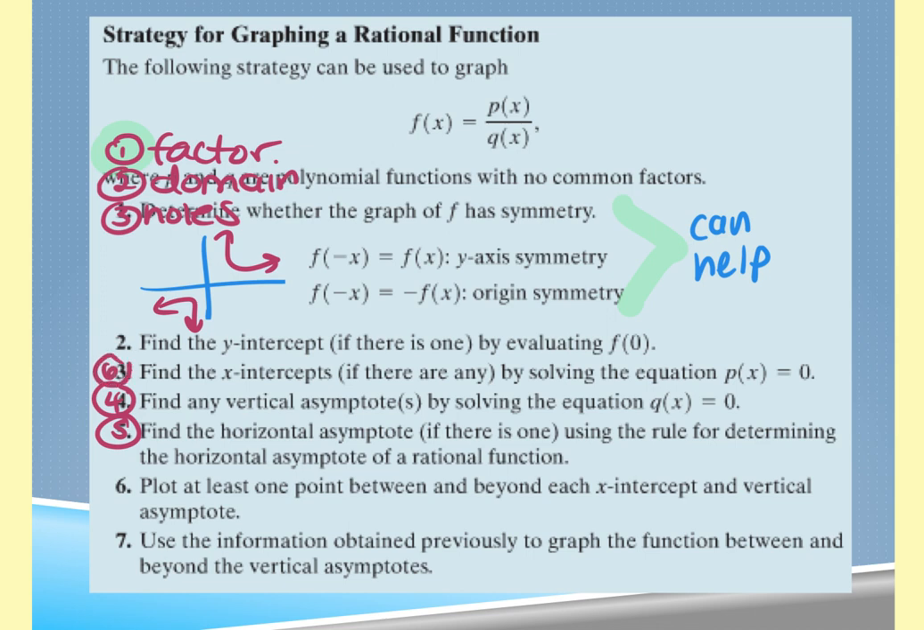6 and 7 really don't matter, but 6 is x-intercepts or zeros. 7 is y-intercepts. And then you're going to plot all that stuff on your graph, and any extra points. So at least 1 point beyond and between each x-intercept and vertical asymptote. In each range, you need at least 1 concrete point. Or you get to use your symmetry, because that could help you too. And then you're gonna graph it all.